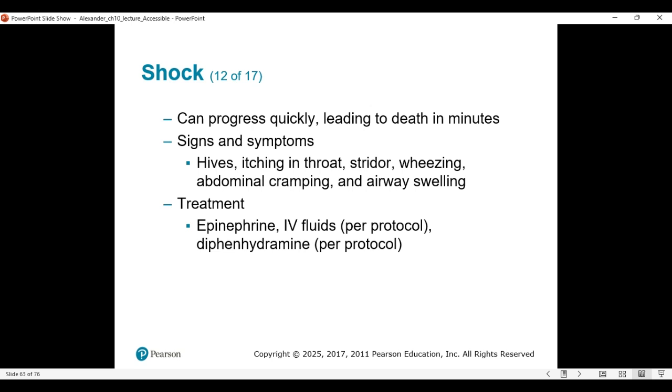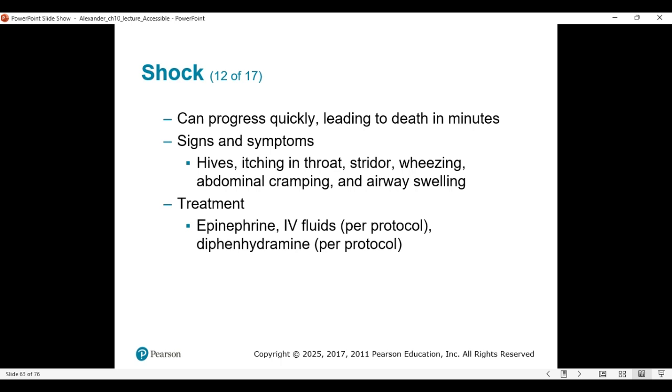Signs and symptoms, we get that hive or that urticaria, especially hives in the chest. They have that itching in the throat, stridor, and wheezing because their airway is swelling. They could have abdominal cramping and airway swelling.